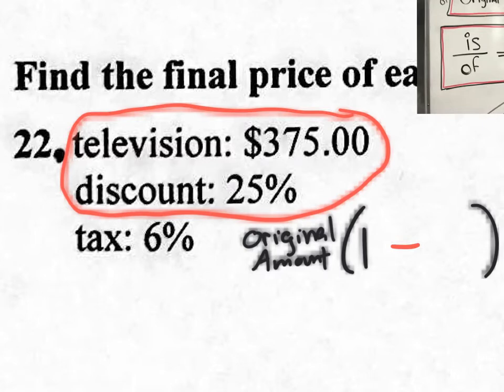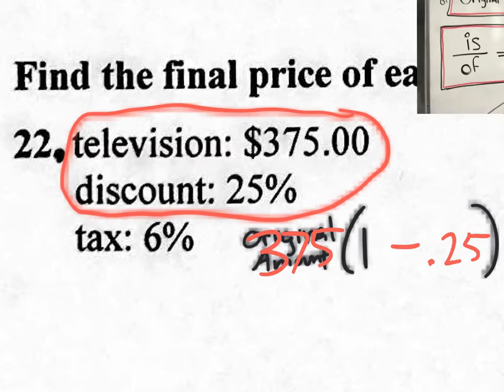And what belongs right here is the percent off, but as a decimal. So remember, you're going to move the decimal 1, 2. So the 25% off as a decimal is 0.25. So let's write that in there, 0.25. So the original amount is 375. So we're going to put 375 times 1 minus 0.25.